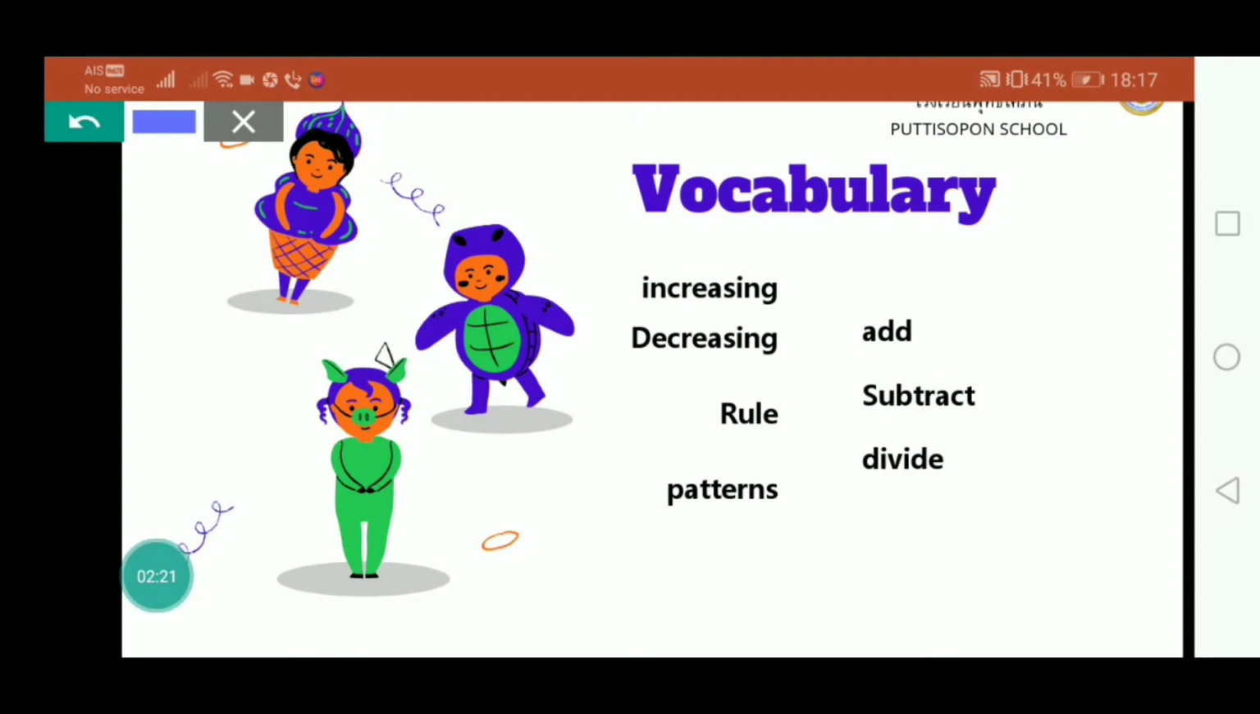Let's read together again. Read after teacher. Increasing, decreasing, rule, patterns, add, subtract, divide. Well done, guys.